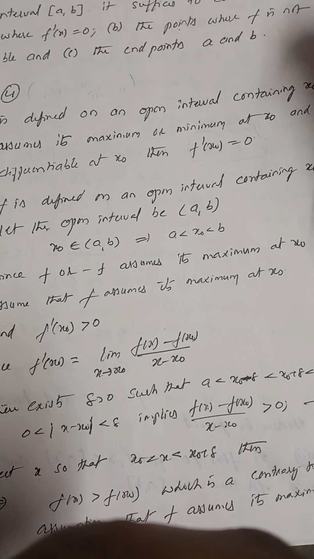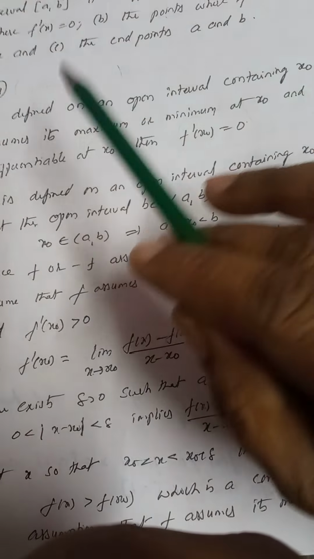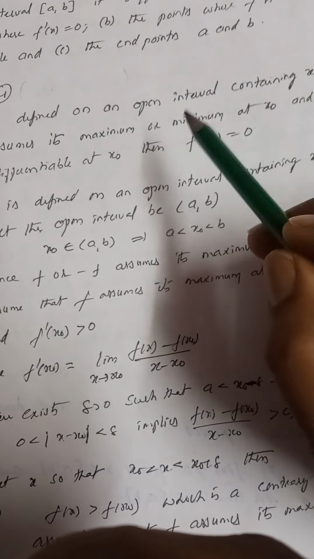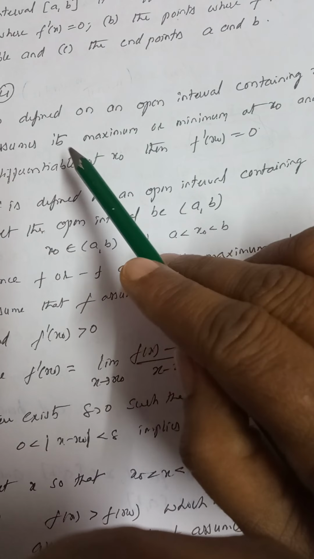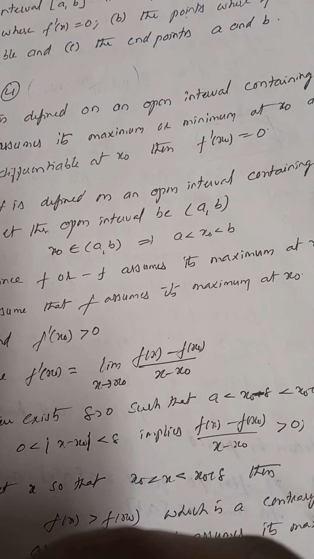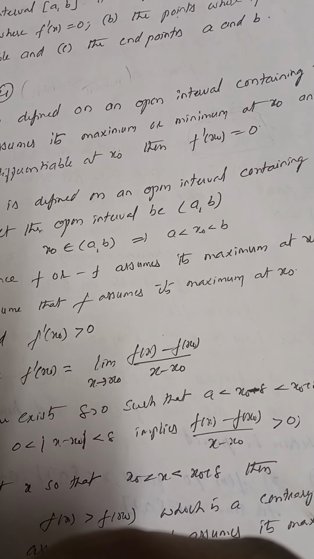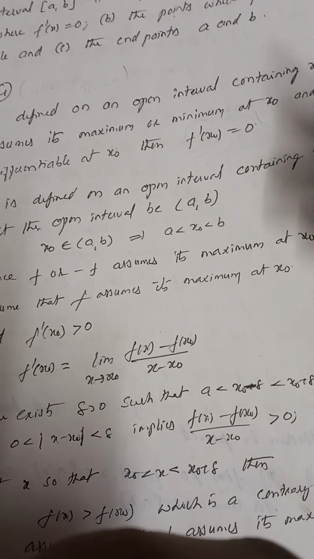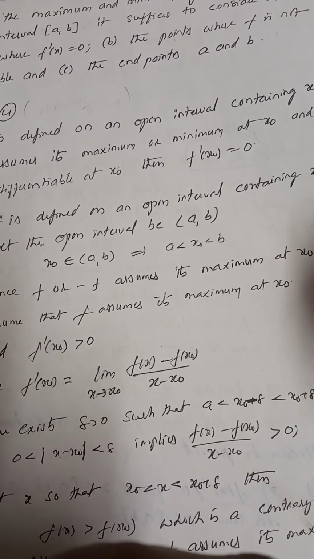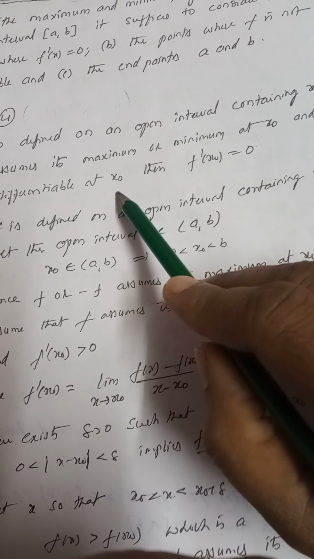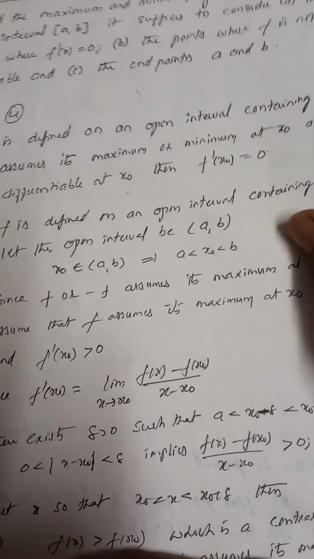Once again, you have to read the statement. f is defined on an open interval (a, b) containing x naught. That means x naught lies in the open interval. f can assume its maximum or minimum at x naught. That means f(x naught) is greater than or less than the neighboring values, or minus f(x naught) is greater than or less than them. And if f is differentiable at x naught, then f'(x naught) is always equal to 0.